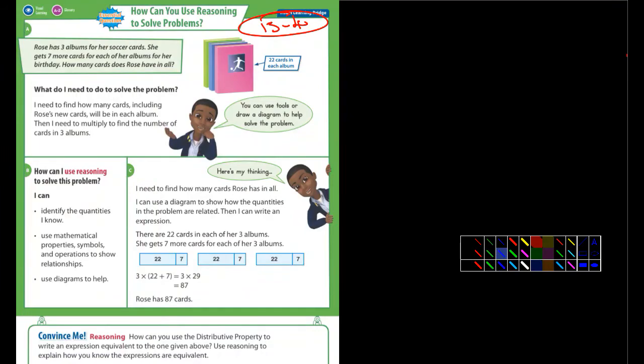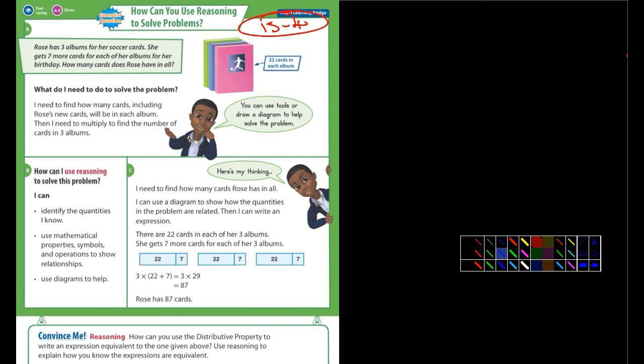Okay, fifth graders, this is 13.4, and this is the last section in Chapter 13, and then we'll wrap up Chapter 13 next week, just doing some of the review. So it starts off with, it says, how can you use reasoning to solve problems?